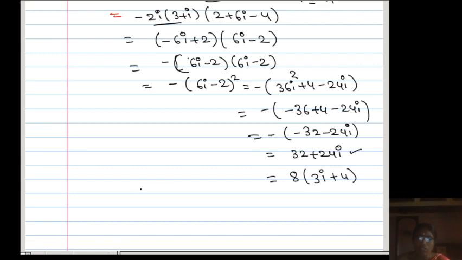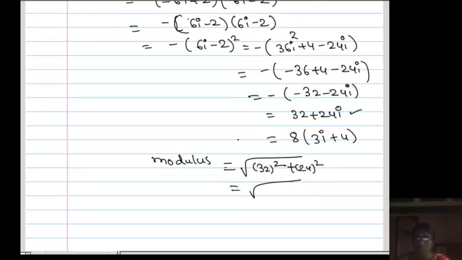This is the complex number in simplified form. But I want the modulus. What is the formula for modulus? Mod of z is equal to, for x plus iy, the modulus is the square root of x square plus y square. So what is the modulus of that complex number here? 32 whole square plus the coefficient of y squared. So what is the square root of 32 square plus 24 square?